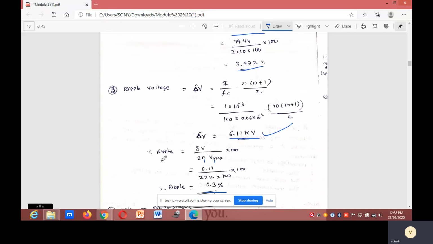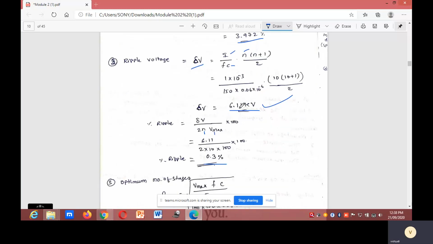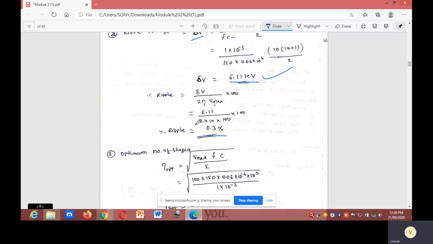Next, ripple voltage. Before going to the ripple percentage, we need to find out the ripple voltage. I divided by FC, N into N plus 1 divided by 2. N value is 10 and C value is 0.06 microfarad. F value is 150 and I value is 1 milliamps. So substitute, you will get 6.11 kilovolt. Percentage of ripple, the formula is delta V divided by 2n V maximum into 100. We know the values, substitute, you will get 0.3%.